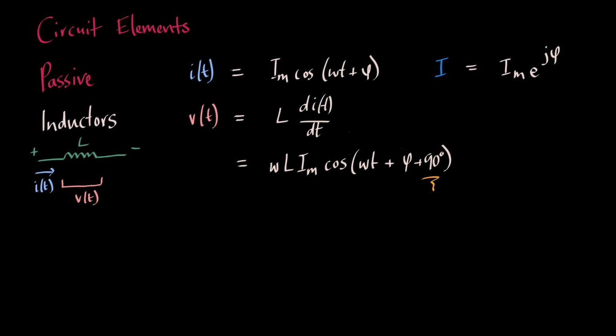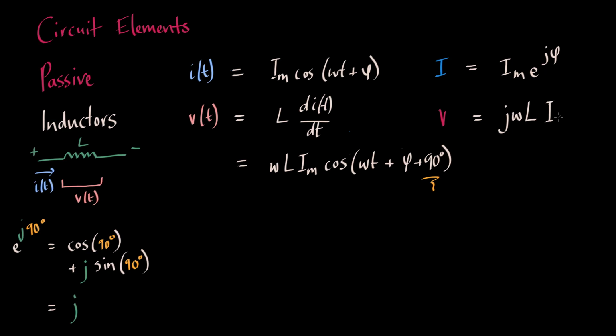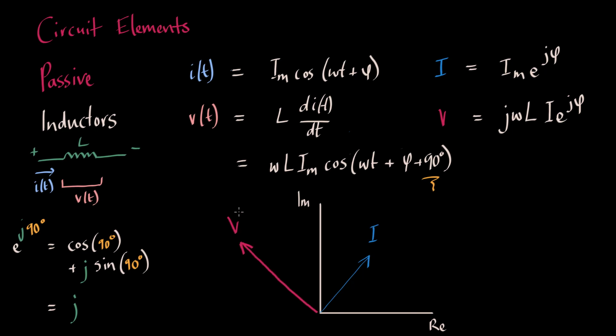As we touched on in our discussion of phasors, to change the phase angle of a signal by 90 degrees in the phasor domain means multiplying by e to the j90. If we plug 90 degrees into Euler's formula, we can see that this is the same as multiplying by the complex number j. Therefore, our phasor for the voltage is V equals j omega L Im e to the j phi. Mapping these current and voltage phasors as vectors in the complex plane, we can see that the voltage of an inductor leads the current by 90 degrees. Recall that these phasors are rotating anticlockwise.